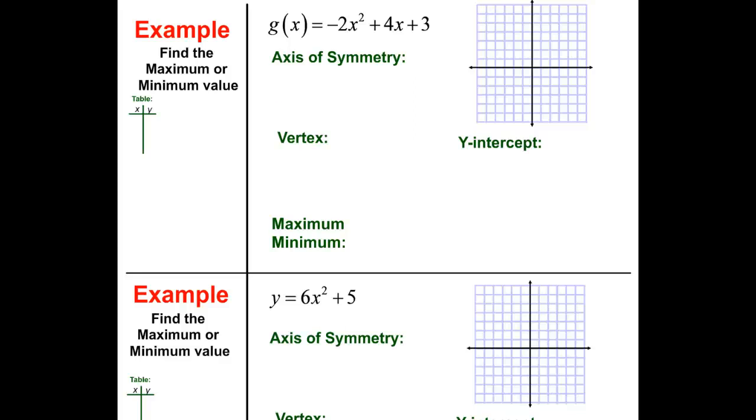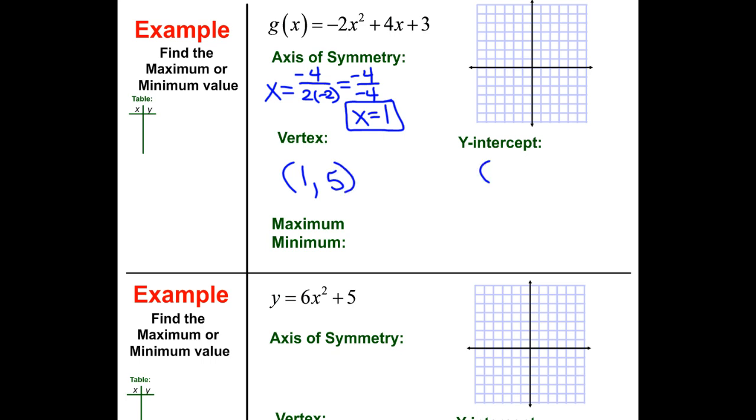So first thing we need to do is find our x equals -b over 2a. So -4 over 2 times -2, which is really -4 over -4. So our x is going to equal 1. That's going to be our vertex. Our x value is going to be 1. Plug it into our actual equation, and we'll get our y value is 5. Our y-intercept is going to be (0, 3).